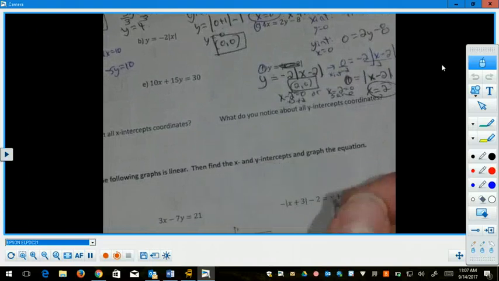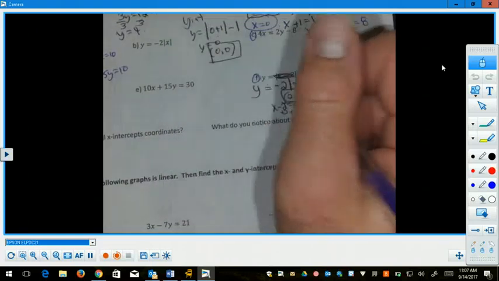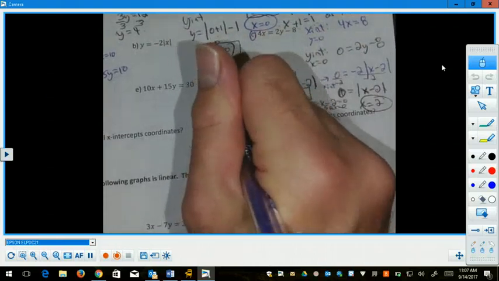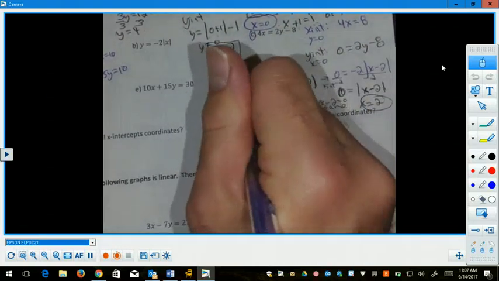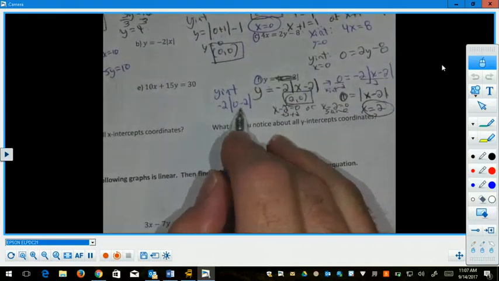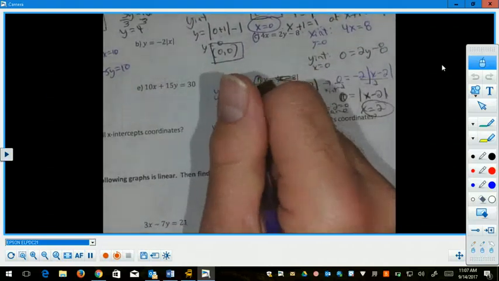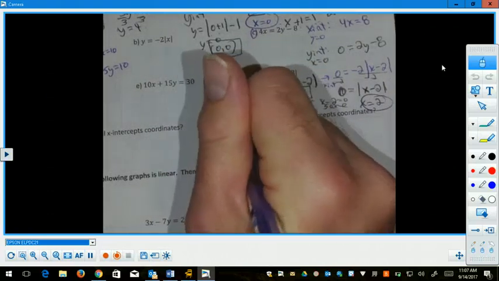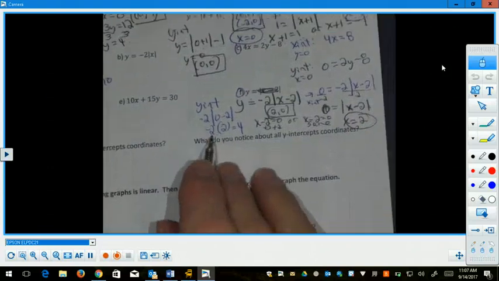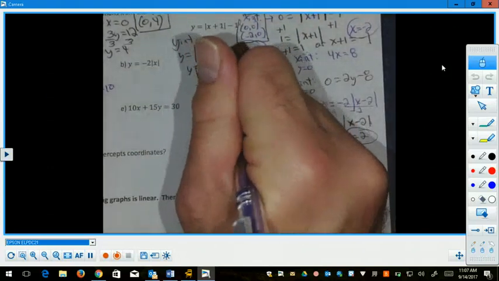Okay? Now when I go to find my y-intercept, I'm going to plug in 0 for x. So I have negative 2 times the absolute value of 0 minus 2. This is going to be a 2 here. Positive 2 comes out of the absolute value, and then I multiply it by negative 2 to get negative 4. So my y-intercept is (0, -4).